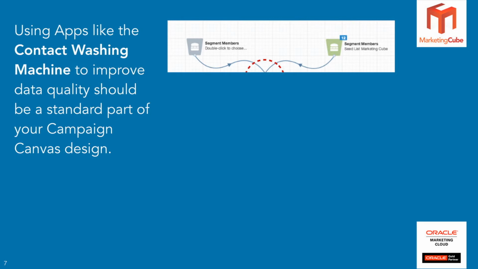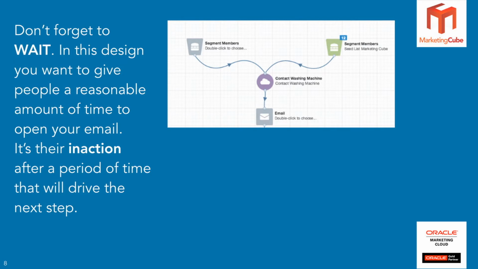So using apps like the washing machine can help, and that will appear on your screen here in just a moment. The contact washing machine, which is that little app right here that you can see on the screen. So the contact washing machine can do a lot of things, but it enables you to cleanse data. And at its most basic, for example, you can make sure that before an email goes out, that a person's first name and last name is proper case instead of being all uppercase or potentially all lowercase.